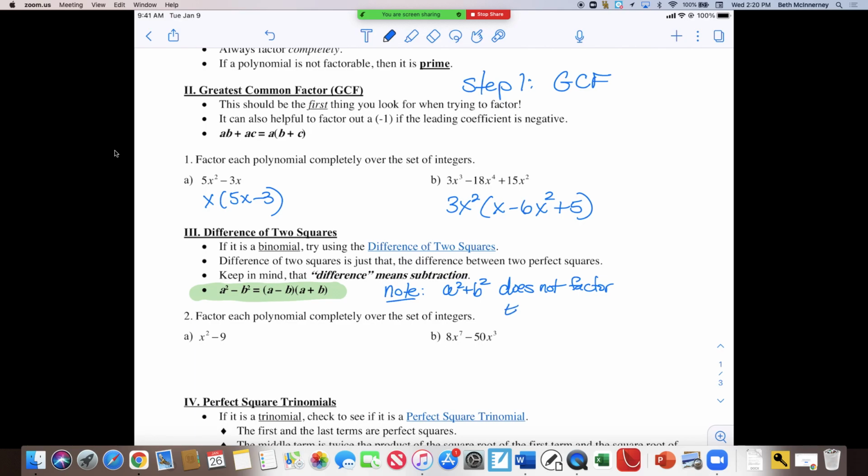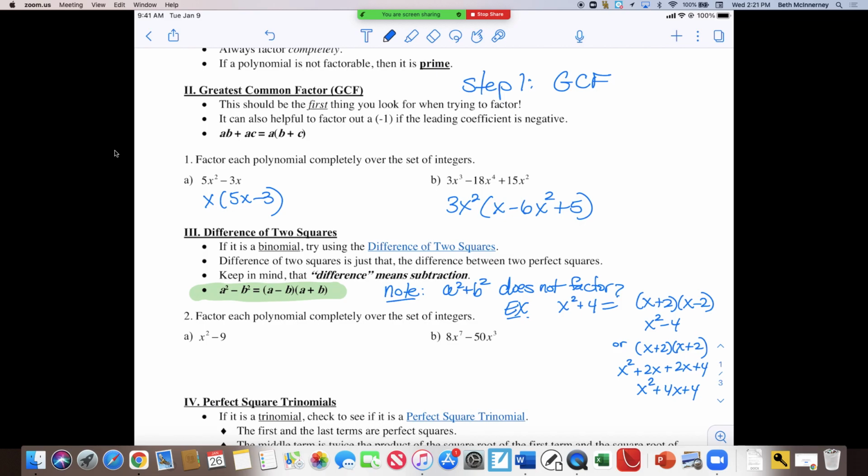Let me give you an example. If I do x squared plus 4, suppose you think that's x plus 2, x minus 2. Guess what? The outer and inner cancel, but that's not x squared plus 4, it's x squared minus 4. What if you think, oh, okay, then they both needed to be plus? That's x squared plus 2x plus 2x plus 4. I could do both of them minus and it's still not going to work, okay?